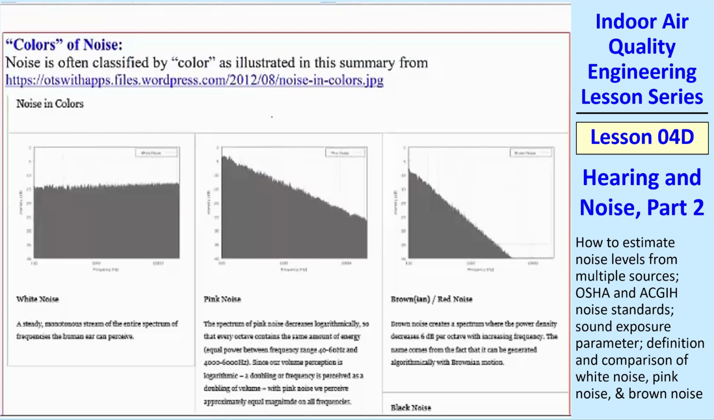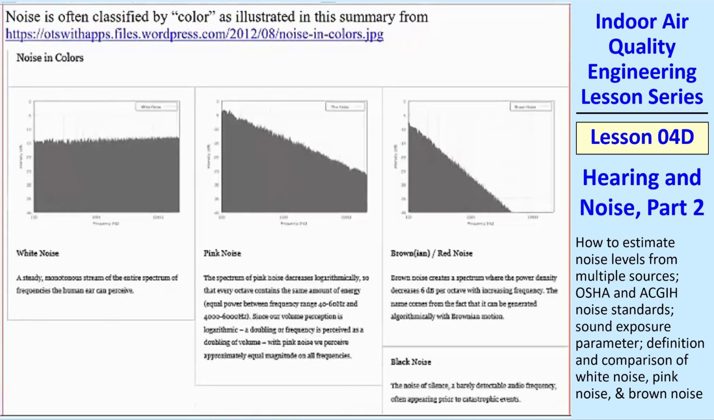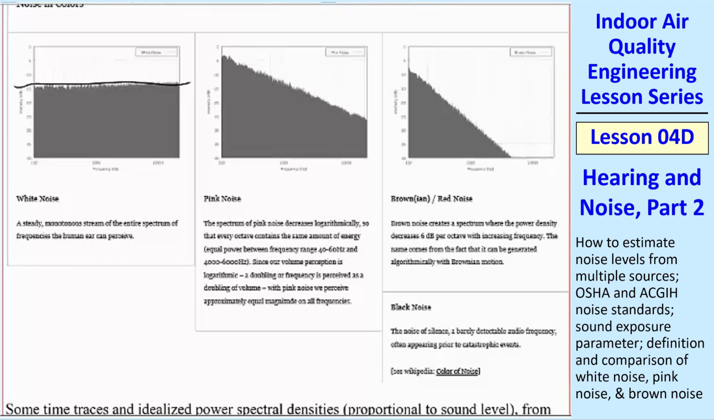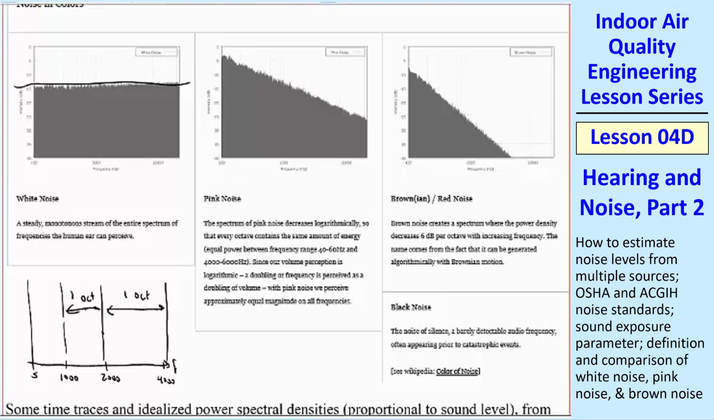People sometimes talk about the colors of noise. I give some references here. You may have heard of white noise. White noise is a flat power level at all frequencies, the same sound level over the entire spectrum. The problem is this: if you think about music and frequencies, suppose we start at 0 and then you have, say, 1,000. When you double that to 2,000, that's an octave. If you go up to 4,000, that's twice as wide. That's another octave. But the problem is the area of this is twice as much as the area of this.